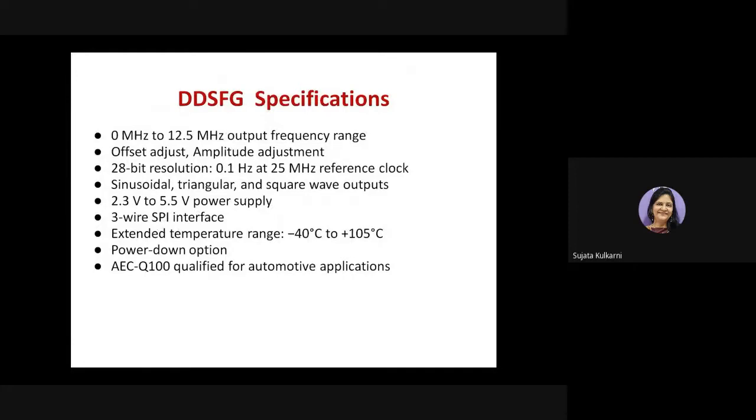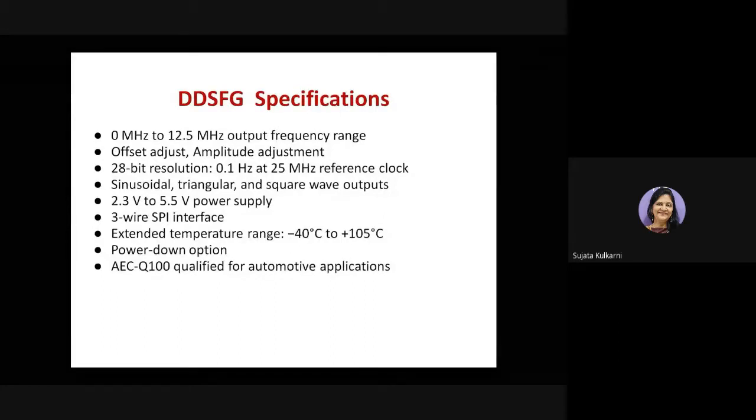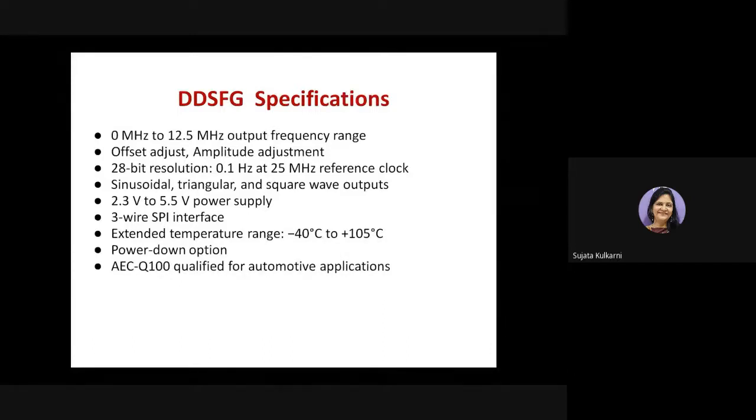The output frequency could be up to 12.5 megahertz, which is reasonably good compared to traditional analog function generators, which have only 3 megahertz. And it has the ability for offset adjustment and amplitude adjustment. 28-bit is the resolution, which is the best way of getting the resolution, 2 raised to 28. And the programmable part is sinusoidal, triangular waveform, and square wave. Like a traditional function generator, it can generate those things.